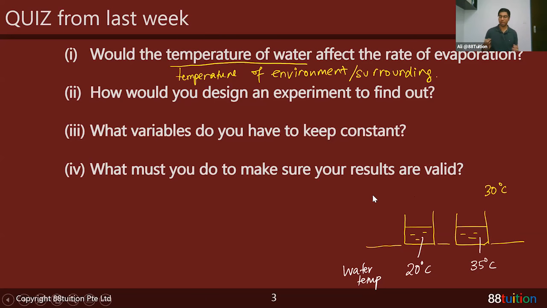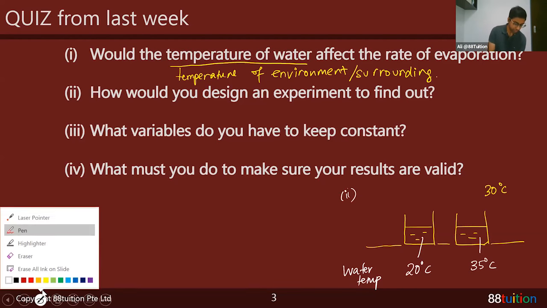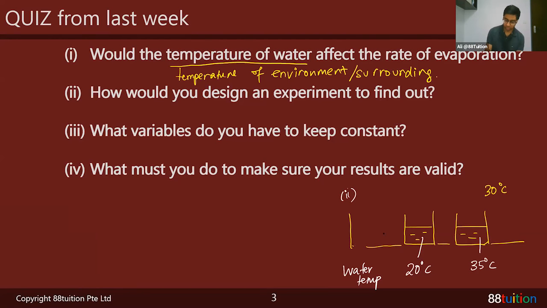Okay, so this one, what happened? Let's go through. Now, we do not know the answer. Let's say we do not know the answer. That's why this quiz was there. Let's look at part 2. How will you design an experiment to find out? What variables do you have to keep constant? What must you do to make sure your results are valid? Now part 2 is, can we conduct an experiment to find out? So 2 beakers may not be enough. So let's try 3 beakers. Let's conduct an experiment. Everything must be the same. Amount of water must be the same.